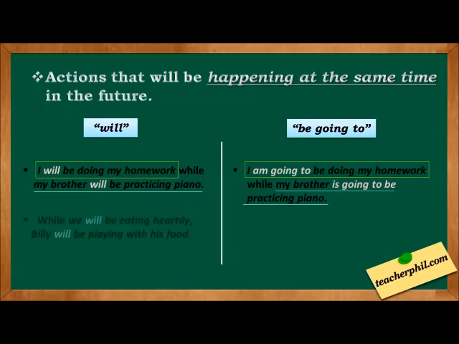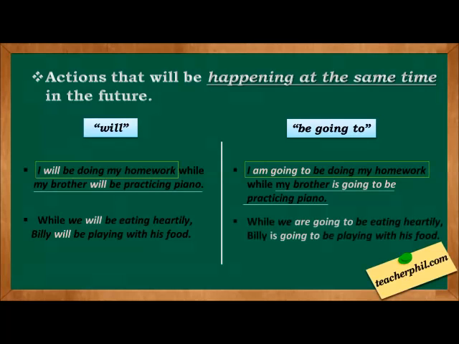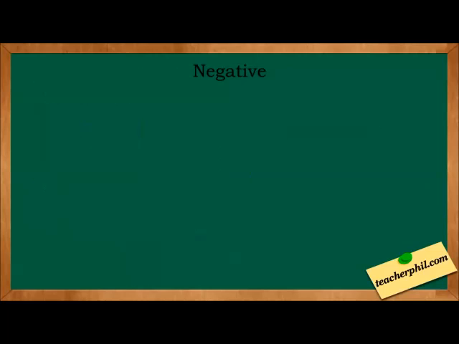Another example: while we will be eating heartily, Billy will be playing with his food. Or, while we're going to be eating heartily, Billy is going to be playing with his food. While we will be eating heartily or while we're going to be eating heartily will happen at the same time with Billy will be playing with his food. That's why both of them are also in their future progressive forms.